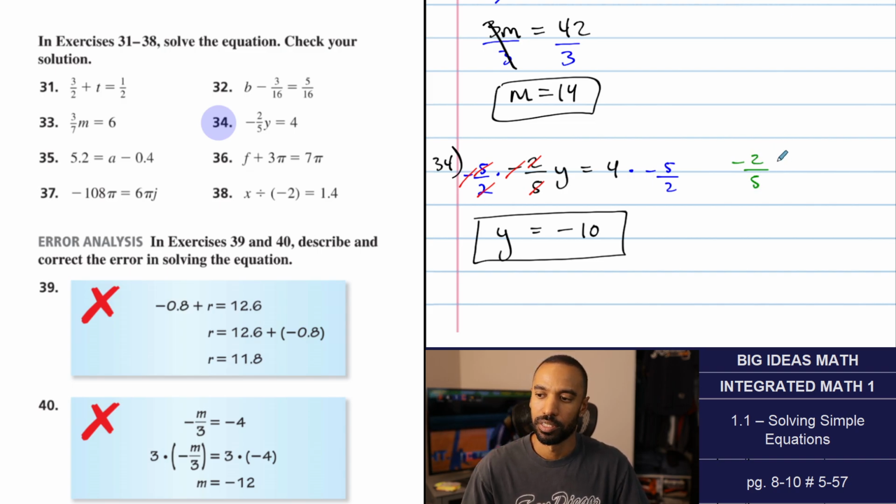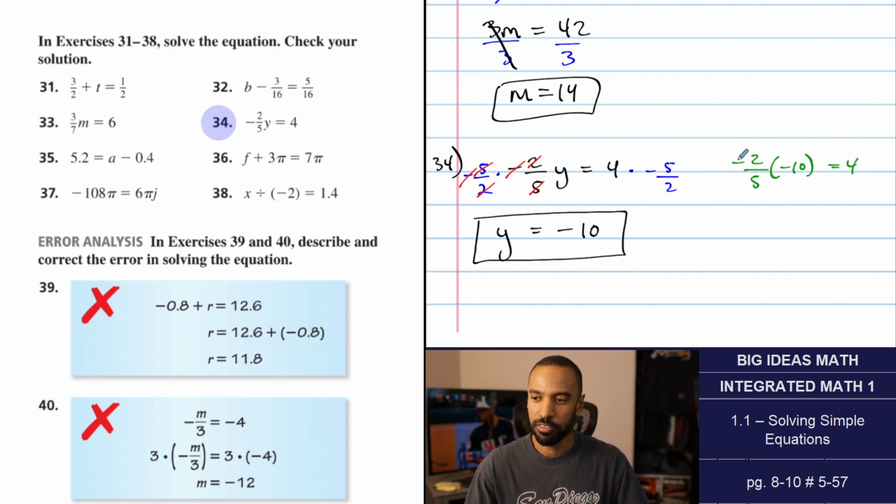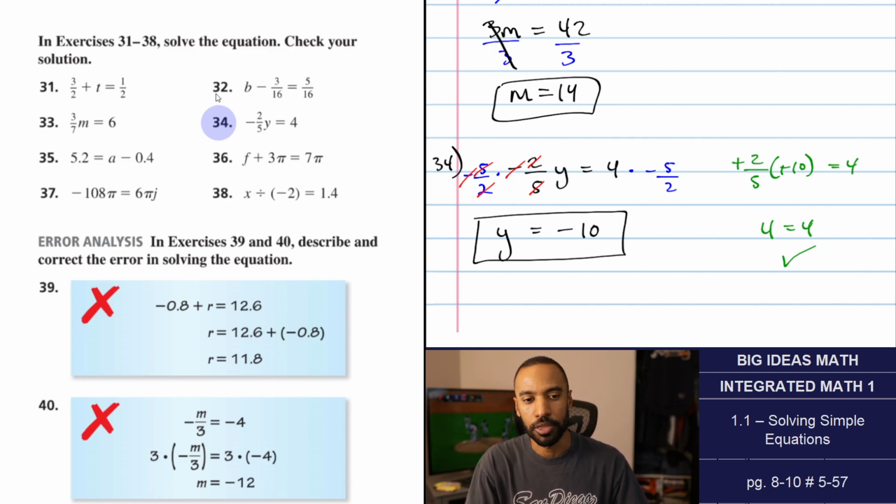Negative 2/5 times negative 10. Does that equal 4? Well, negative times negative is positive. Let's take care of that first. 10 divided by 5 is 2. And 2 times 2 is 4. So 4 equals 4. We're all good. All right, hopefully we're feeling out the things on fractions.